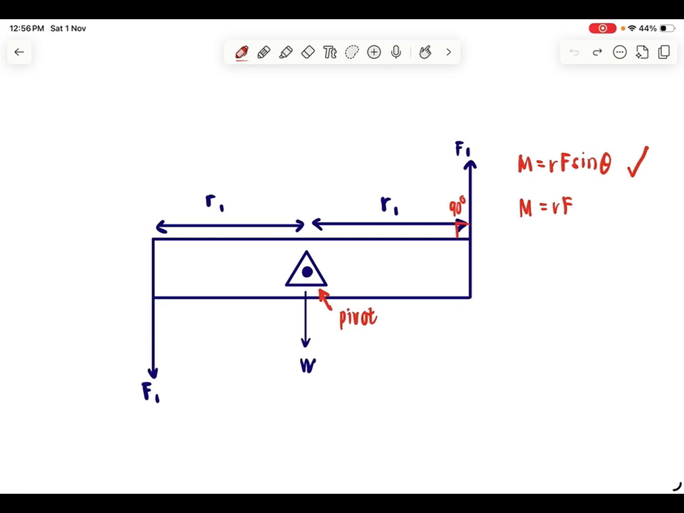We will use 5 Newton for the force, and the radius of the water faucet is 1.5 cm. But we need to convert to SI units, so we divide by 100, then we will get 0.015 meter. Put it in the equation and calculate, and we will get the answer for the moment, that is 0.075 Newton meter.